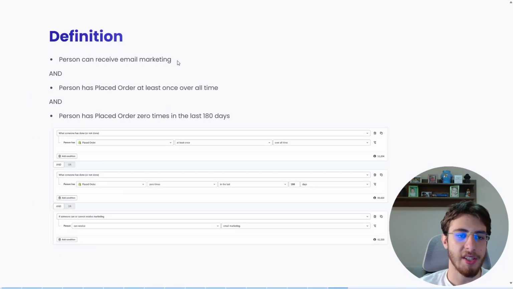So definition: person can receive email marketing, and person has placed order at least once over all time, and person has placed 0 times in the last 180 days. So they haven't bought in a while, so we're trying to get them to buy again.